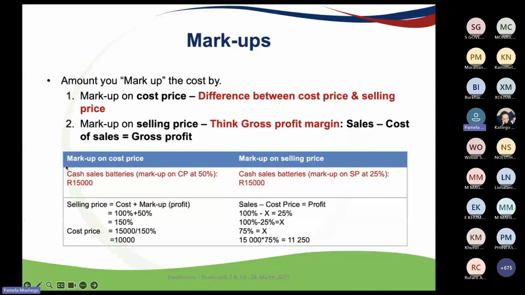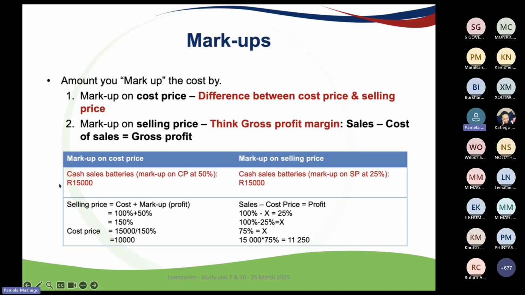So cost is expressed as A, or is shown as 100%. The formula will be selling price equals cost plus markup, which is your profit. So you put 100%. Cost will always be expressed as 100%, and then 50%, which is given. They will always give you this amount. You'll never have to work it out. So you say 100% plus 50%, which gives you 150%. So that is your markup.